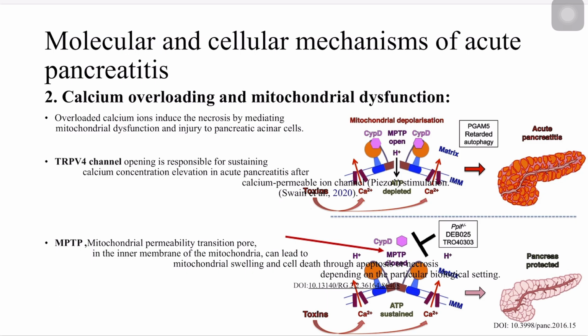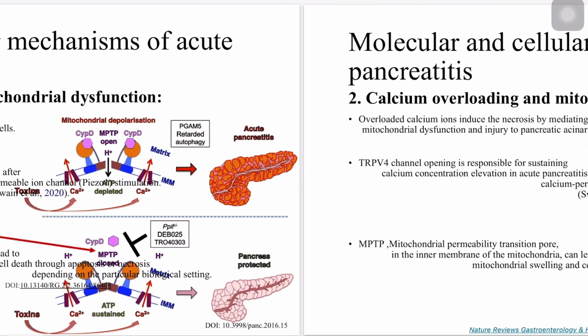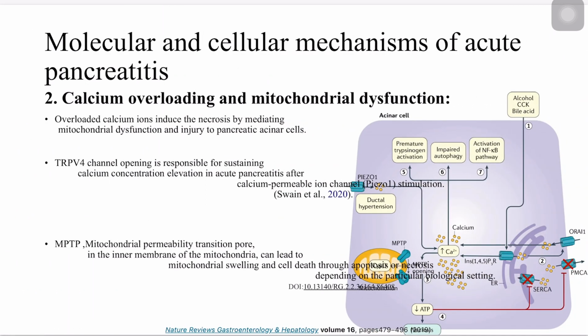As you see here, calcium is increasing, and this channel has a high role in acute pancreatitis. Also MPTP, the mitochondrial permeability transition pore, is in the inner membrane of the mitochondria and can lead to mitochondrial swelling, and cell death can happen because of the mitochondrial dysfunction. Molecular and cellular mechanism number 2: calcium overloading and mitochondrial dysfunction.